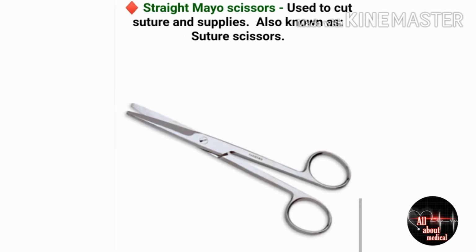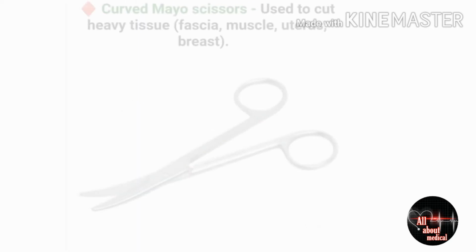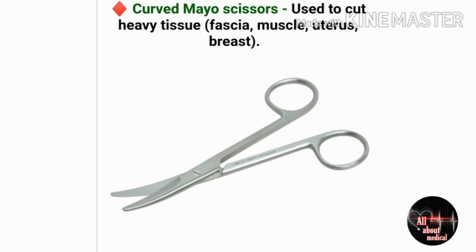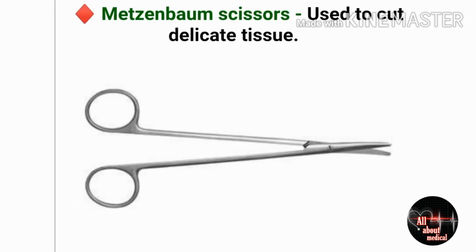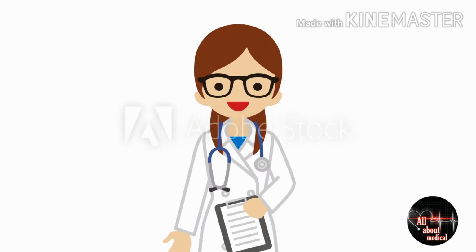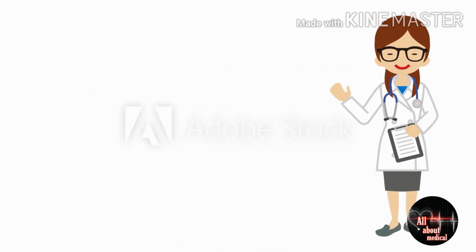Now this is the image of the straight Mayo scissors. As you can see very clearly in the image, it is used to cut sutures and supplies and is also known as suture scissors. Now this is the curved Mayo scissors. It is used to cut heavy tissue like fascia, muscles, uterus and breast. This is the Metzenbaum scissors, used to cut delicate tissues. So till here we have completed our first category of surgical instruments.